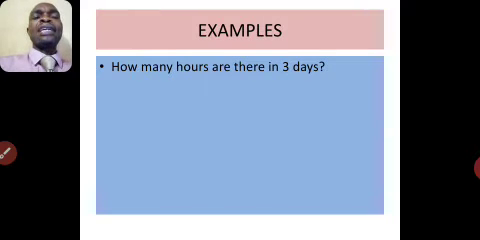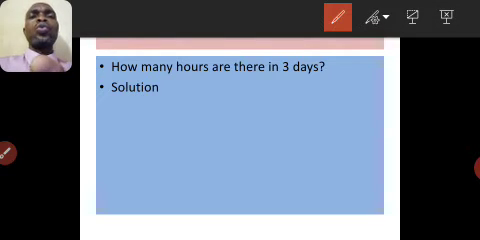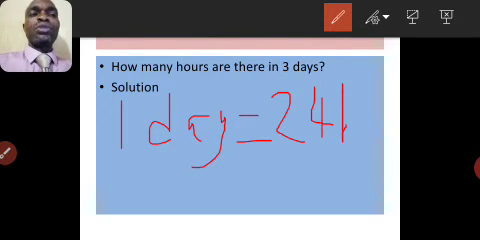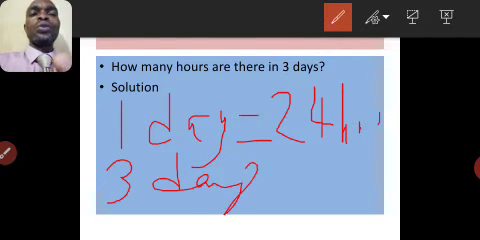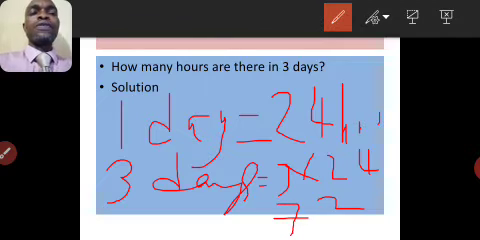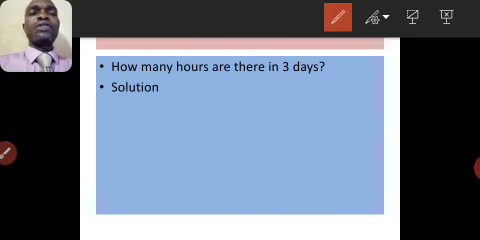How many hours are there in 3 days? Okay, so one day is equal to how many hours? 24 hours. Thank you. 24 hours make 1 day. So 3 days will then be 3 times 24. Now 3 times 4, 12, write down 2. Move 1. 3 times 2, 6 plus 1 you moved gives you 72. So 3 days is 72 hours.